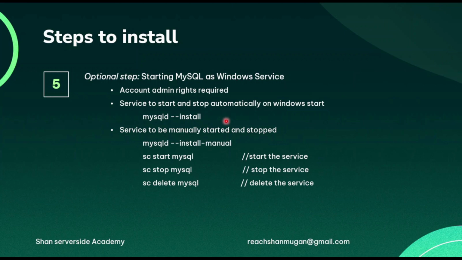Again, there are two approaches where you can register the service. One will start and stop automatically on Windows start and stop. For that you have to use --install to register it. The second approach is to manually start and stop the service. If you need this approach, then you need to use the --install-manual command. Once you register as a service using this command, you can use sc start MySQL and sc stop MySQL to start and stop the service. Finally, in case you want to delete the registered Windows service, you can use sc delete MySQL.